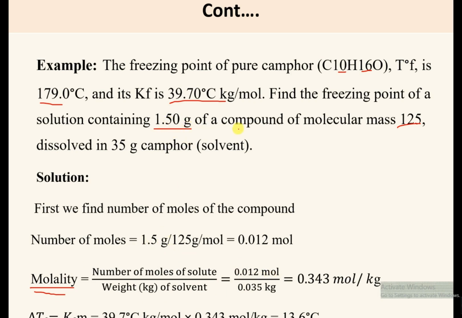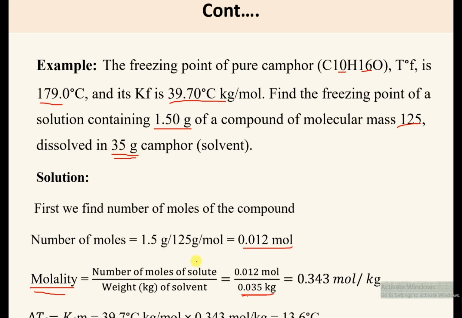105 gram of the compound divided by molar mass. This given mass divided by molar mass would give us the mole. So mole divided by kilogram of the solvent. Kilogram of the solvent, I think it's given, 35 gram.